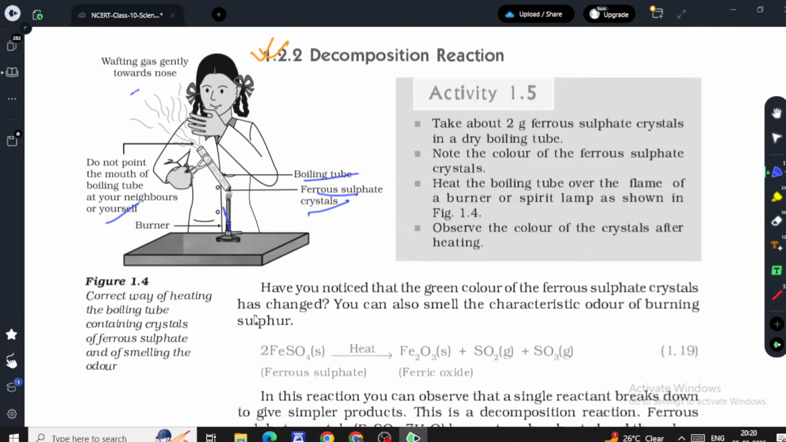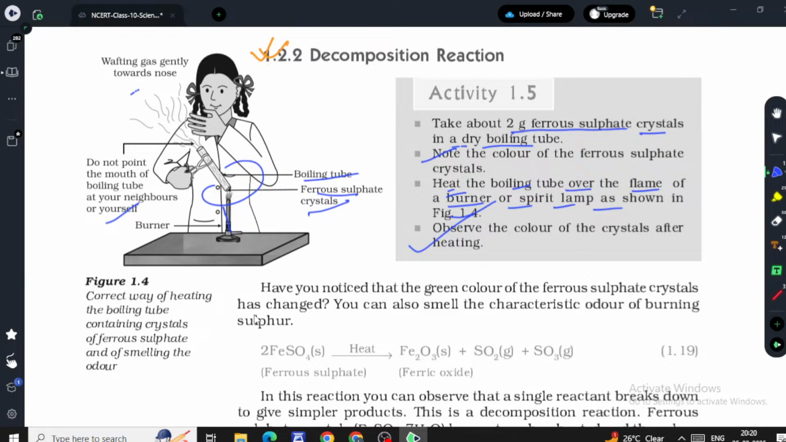Activity 1.5. Take about 2 gram ferrous sulfate crystals in a dry boiling tube. This is the ferrous sulfate. Note the color of the ferrous sulfate crystals. Now heat the boiling tube over the flame of a burner or spirit lamp as shown in figure 1.4. Observe the color of the crystals after heating. This is the correct way of heating the boiling tube containing crystals of ferrous sulfate.